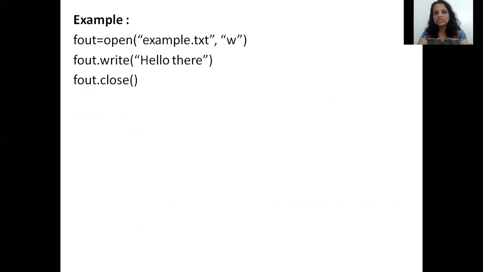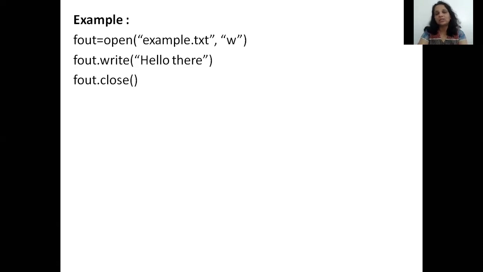And I told you for write, I'll be using fout, and for read, I'll be using fin, but they are not reserved words. They are just some object names. Next, I wrote fout.write hello there. So what is happening? This file, example.txt, is opened in the background, and from my Python program, I'm transferring this data, hello there, to that file. And finally, when I'm done with the file, I say fout.close.